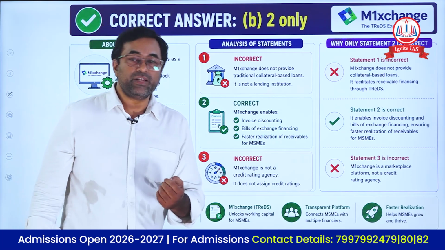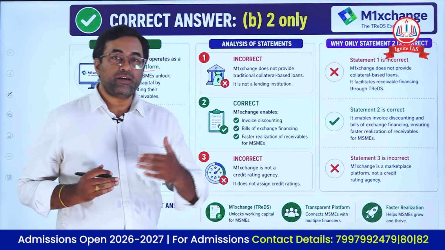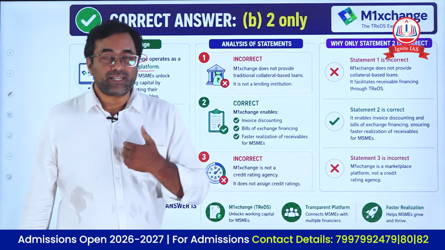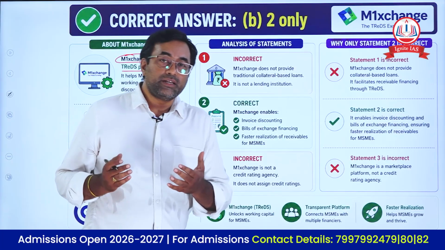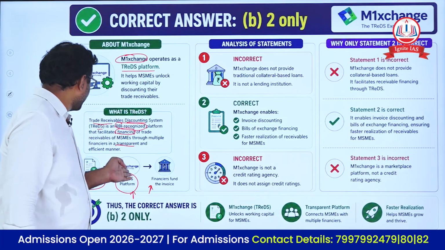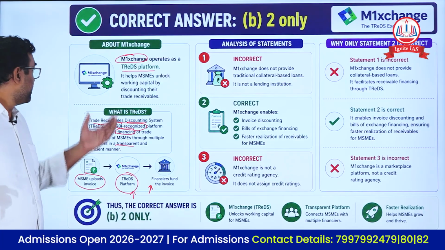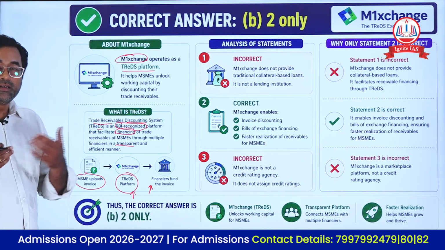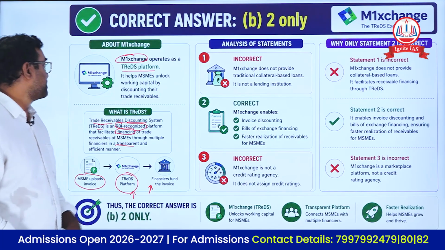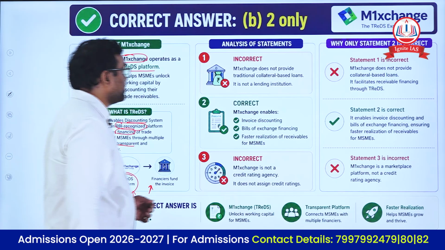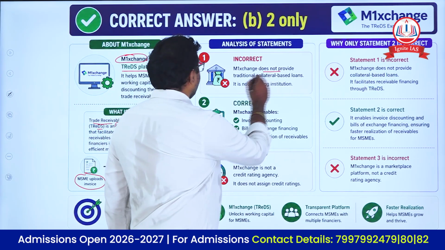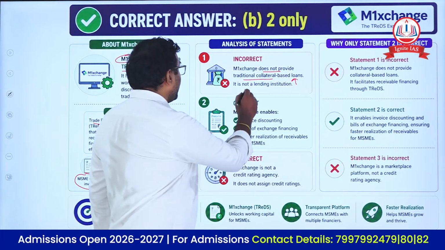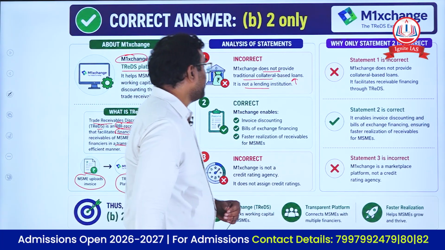How is the invoice generated? For example, if an MSME is supplying raw material to public sector companies, they will give certain receipts. Through those receipts, they can generate the invoice, and accordingly this M1 exchange will be helpful to raise money, or the corresponding financial assistance, for the MSMEs. Now if you see the first statement, M1 exchange does not provide traditional collateral based loans. It is not a lending institution. Statement 1 is incorrect.